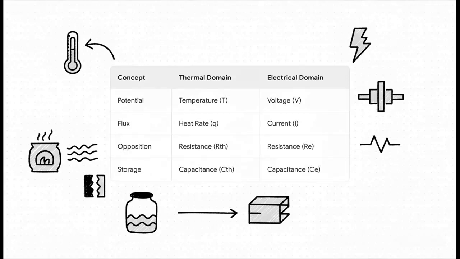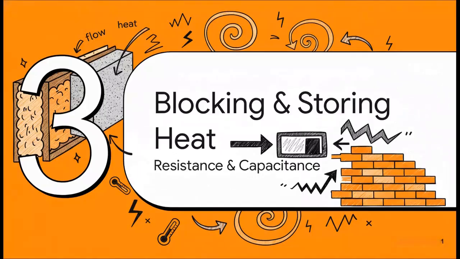And this is basically the Rosetta Stone for the whole thing. Look at this. It lays it all out, side by side. We've got temperature difference acting just like voltage. Heat flow is our current, but it goes even deeper, right? Opposition to flow becomes thermal resistance, and the ability to store energy becomes thermal capacitance. Once you have this table, you can take pretty much any thermal problem and redraw it as a simple electrical circuit. It's that powerful.